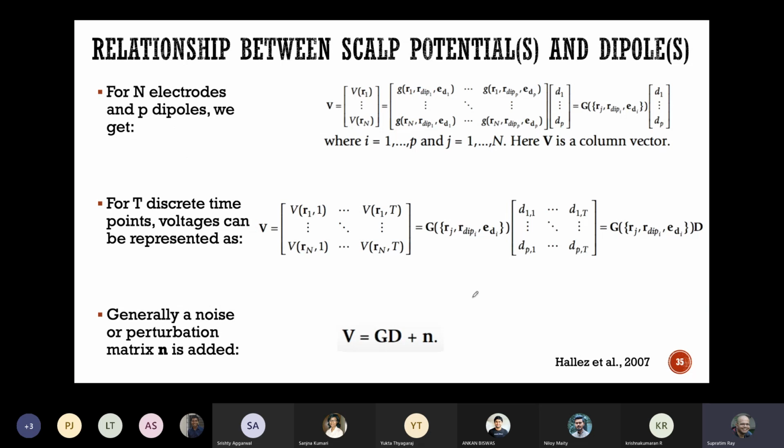So I'm going to write this in a matrix form. Now, suppose you've got p such dipoles. So the voltage at location R1 is just this multiplied by that, plus the next one multiplied by that, plus that next one multiplied by that, and so on. So it can be written in a vector form. At a location R1, it's just going to be this thing multiplied by that in a vector form.